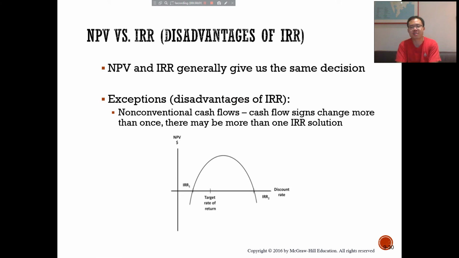There are also some disadvantages of IRR. NPV and IRR generally give us the same decision, but sometimes they infer different decisions. There were two exceptions. The first one is non-conventional cash flows. Sometimes the cash flow signs change more than once, and there may be more than one IRR solution.